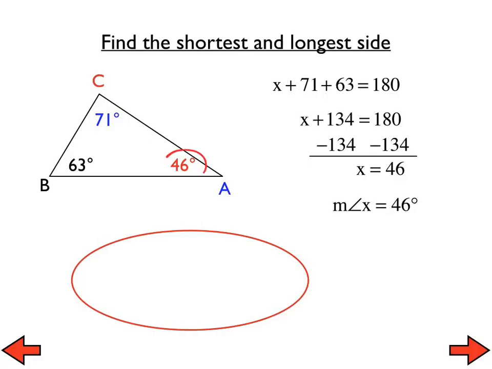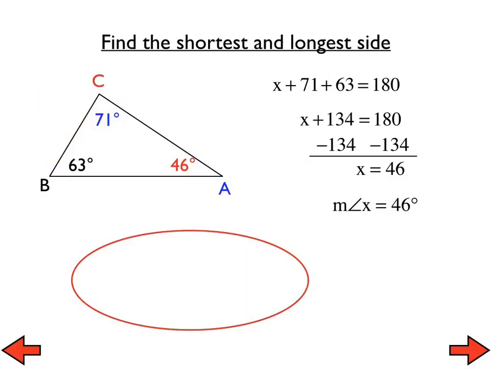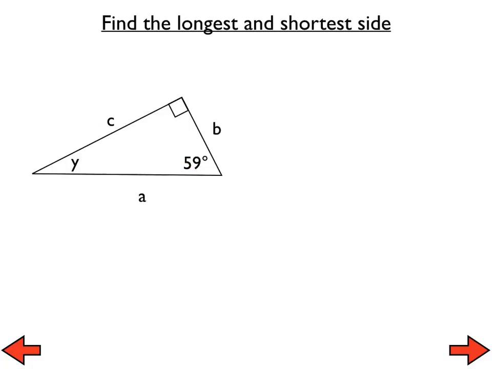So the smallest one again was 46, which means this side. So this would be called side BC. And then the longest one was here. This would be called side BA. Okay? I know that's not on your notes, but more often than not, you're going to see it labeled this way instead. Okay, let's do another one. I label the sides with lowercase letters, so you can go ahead and name the sides by the lowercase letters.